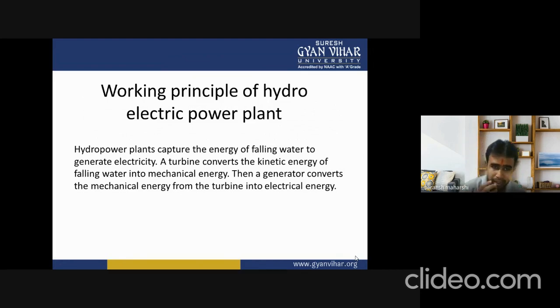During that process, which type of energy is required, which is also called potential energy, and in other words is Sthitij Urja, which is denoted by capital U. Then we gain output from this, such as electricity. Then a generator converts the mechanical energy from the turbine into electrical energy.